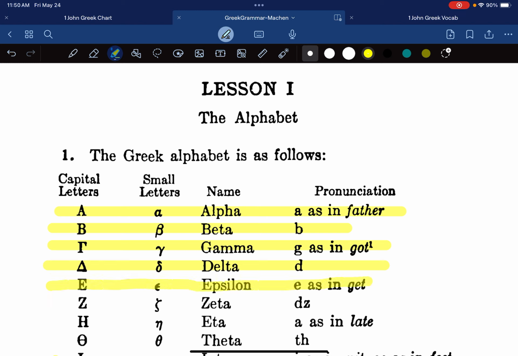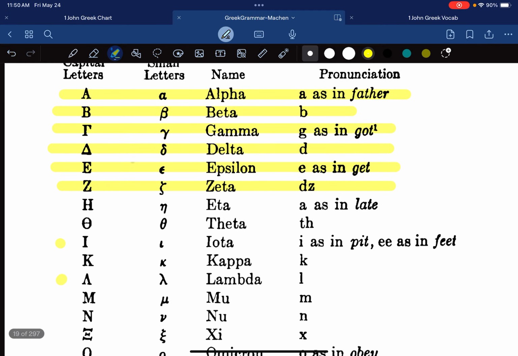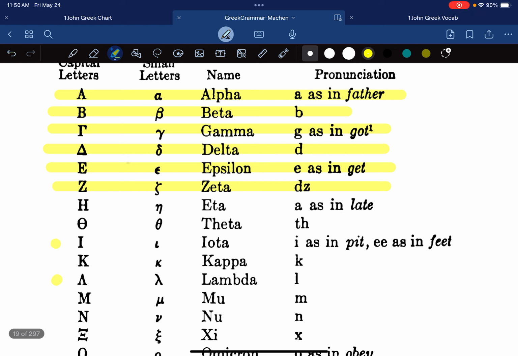Then we have the epsilon. Epsilon is pronounced like the E, as in get. Then we have the zeta. And the zeta is pronounced with a DZ sound, as in z, z, z. Then we have the eta, and the eta is pronounced with the A, as in late, eta.